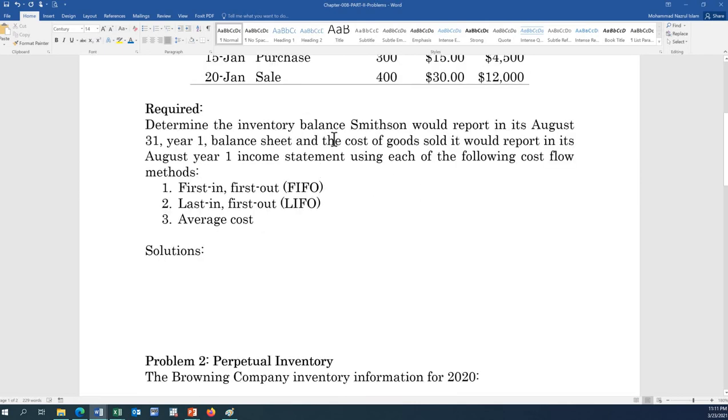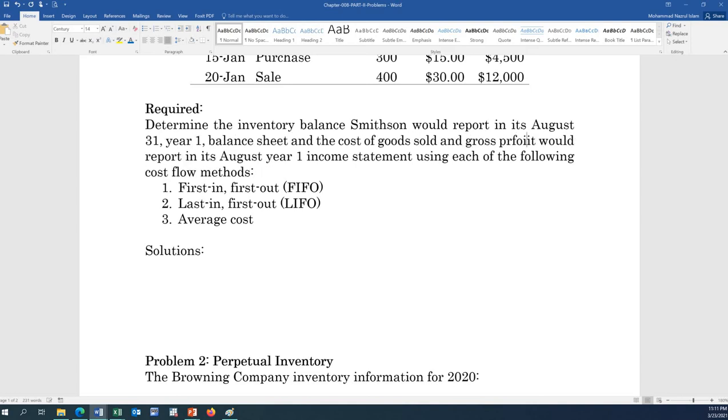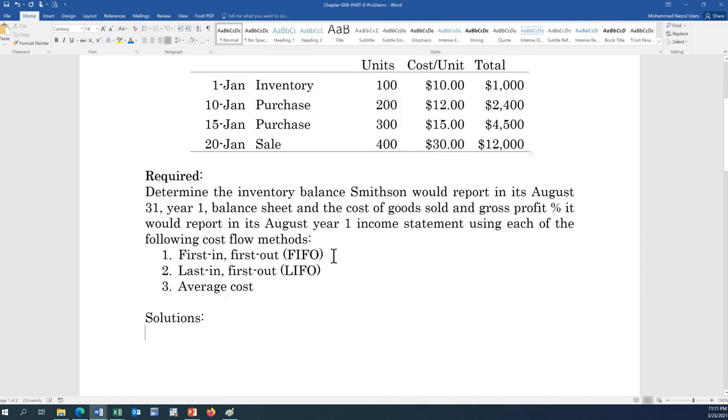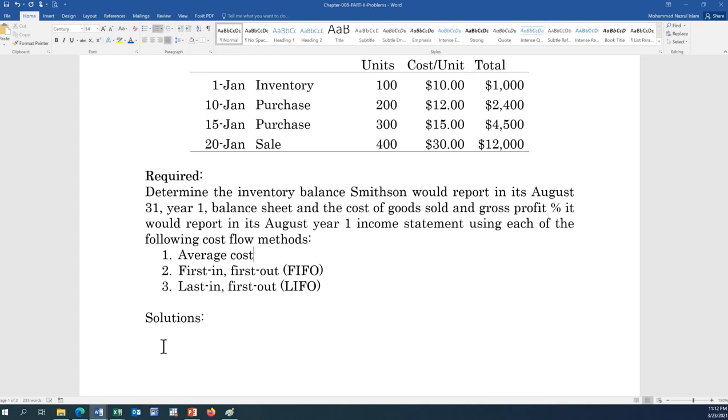And also I want to add something else: balance sheet, cost of goods sold, and gross profit percentage. So we'll be following the average method, first in, first out, and last in, first out. Let's see, the first in, first out is first.